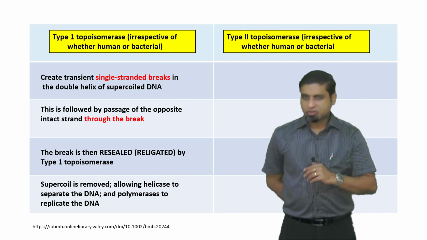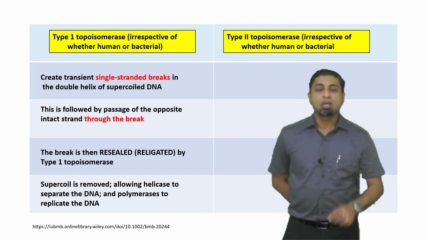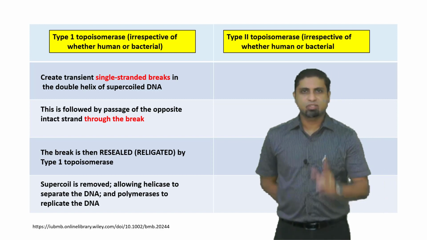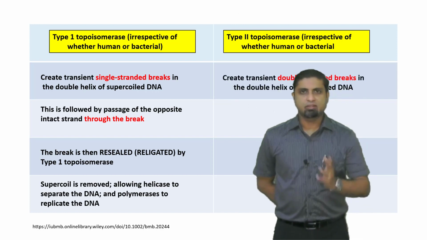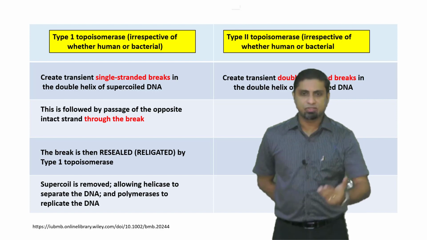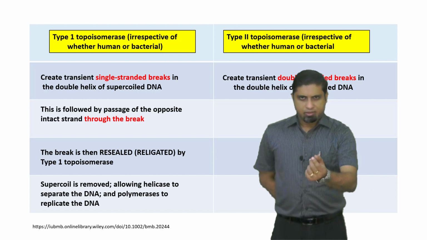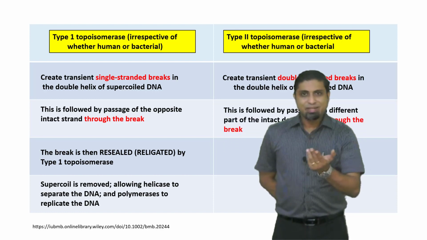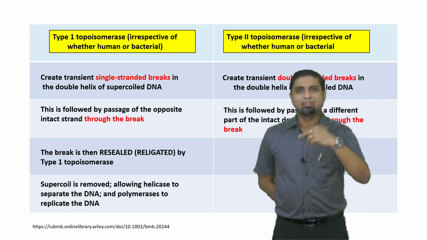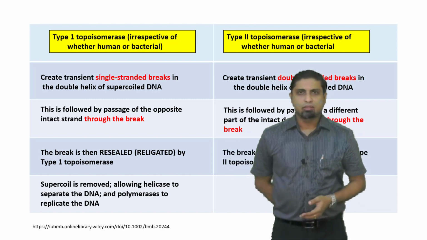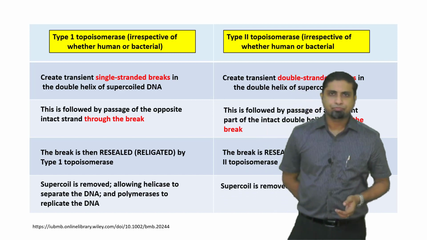Similarly, if we talk about type 2 topoisomerase, irrespective of whether this is in bacteria or in humans, type 2 topoisomerases create two cuts in the DNA. It creates double-stranded breaks in the double helix of the supercoiled DNA. It then proceeds to pass a different part of the intact helix through the break, and then it reseals or religates the double-stranded break, and therefore relieves the supercoil.